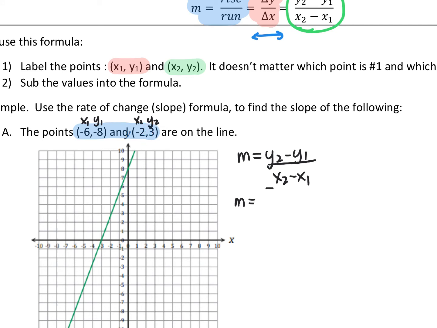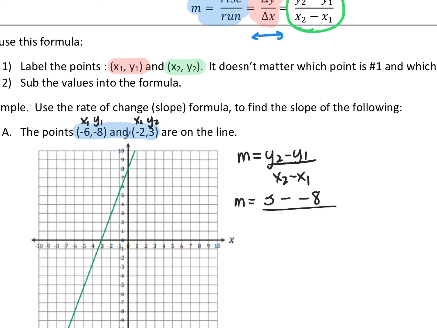So I have 3, take away my y1 value. So y1, we go over here, it's -8. Now, please make sure you watch your signs because the formula is y2 take away y1. So it's 3 take away -8. Okay, so make sure that you're careful with that. I don't know why I've got a little line above my 3 here. I'll try and erase that.